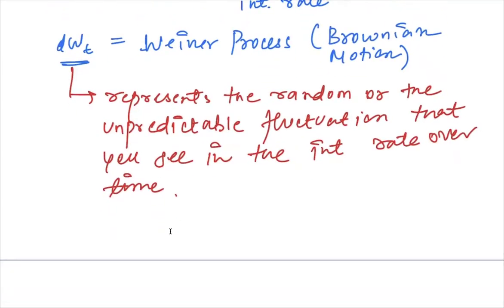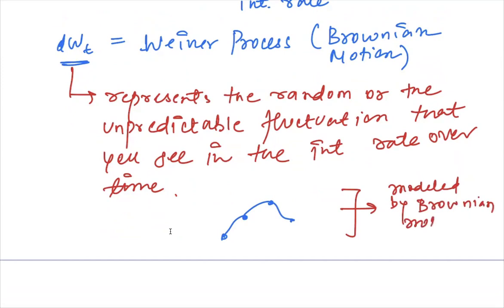So, I was telling that you will see interest rate going up, then coming down, right? This process goes in a very random fashion, and this has been modeled by Brownian motion. Will it move up or down? This randomness will be modeled by the Brownian motion. Okay.